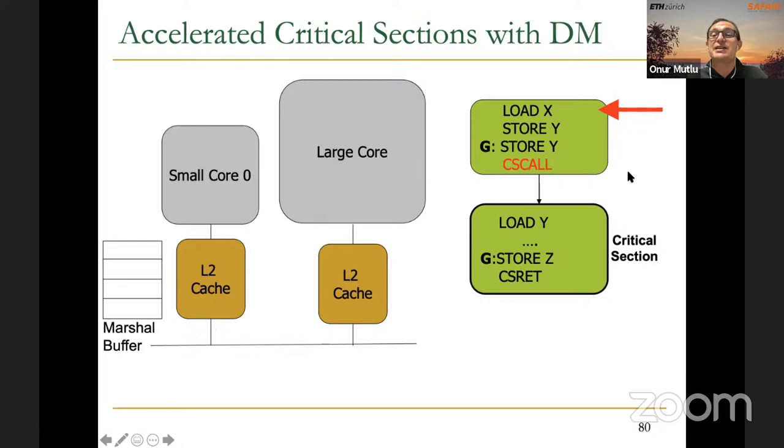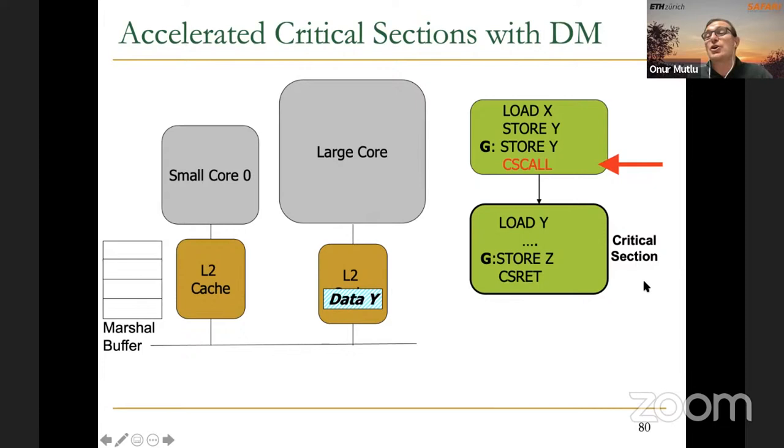And basically the small core keeps executing. When it gets to the generator instruction, it generates the address placed into the L2 cache. And then when it gets to the Marshall instruction, which is the critical section call, or you can put a separate Marshall instruction if you want to be more timely, then the Marshall buffer accesses the cache using the addresses that are accumulated over here, gets the data associated with them, sends it to the L2 cache over here, and installs the line associated with that data, with that address Y, into the L2 cache of the large core.